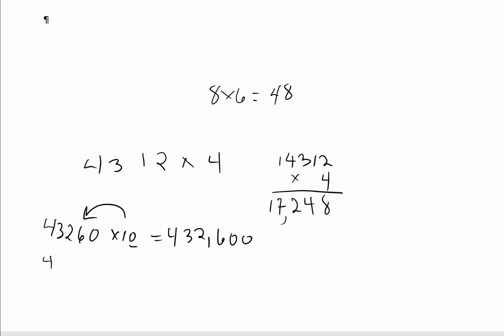And if I had, let's say I had this, times 1,000, that would mean I'd add 3 zeros after the 2. So it would be 432 with the 3 zeros, or 432,000. And it's very nice when we have multiples of 10.